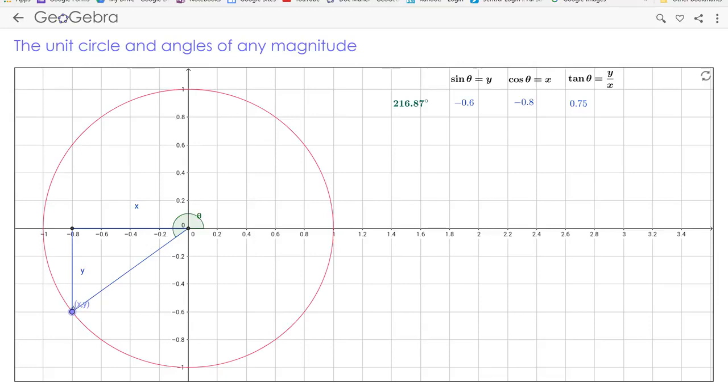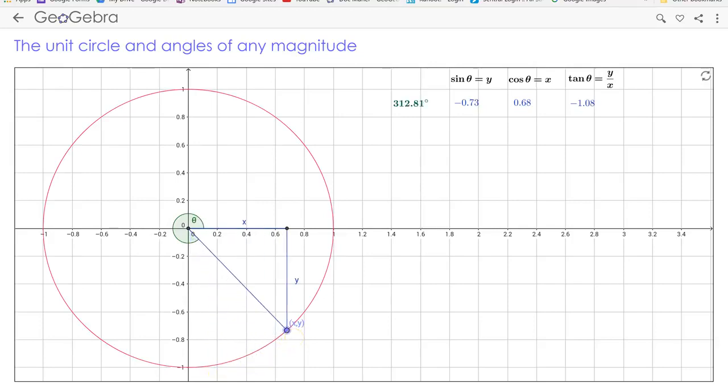The x-coordinate is negative, so cos is negative. But because tan is sine divided by cos, the two negatives divide to give a positive. So in our third quadrant, tan is always positive. And we go through here into the fourth quadrant.